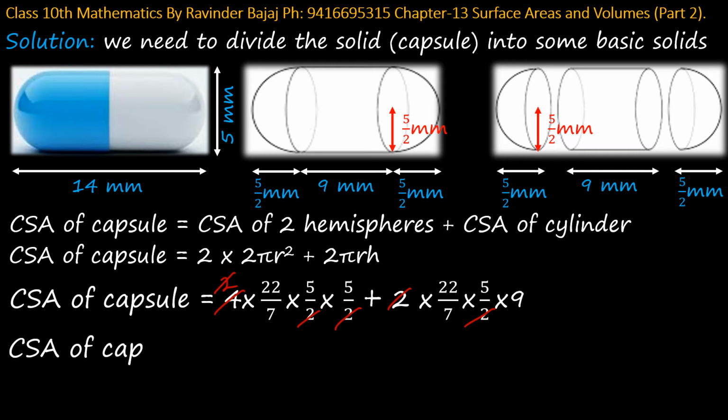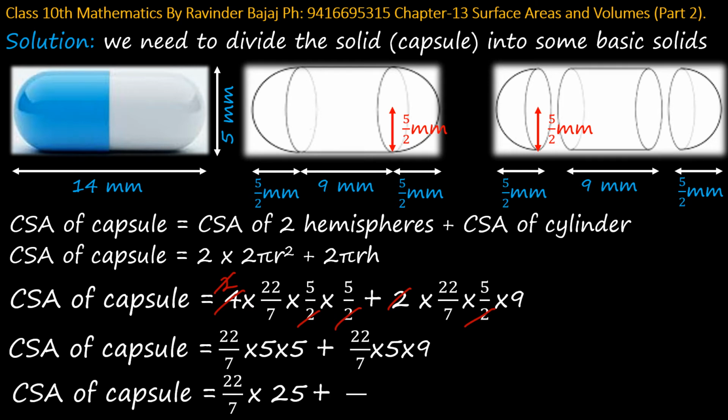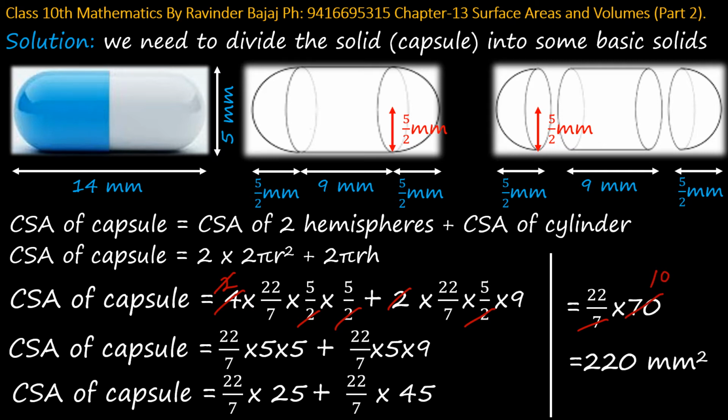Now the remaining part is 22 by 7 into 5 into 5 plus 22 by 7 into 5 into 9. So 5 into 5 will be 25 and 5 into 9 is 45. So the result is, 22 by 7 is pi, pi into 25 plus pi into 45. So 25 plus 45 will be 70. Pi common. Let's calculate 22 by 7 into 70. So 7 ones are 7, 7 tens are 70. So it is 220 mm square. So this is the answer, which is the total surface area of the capsule.